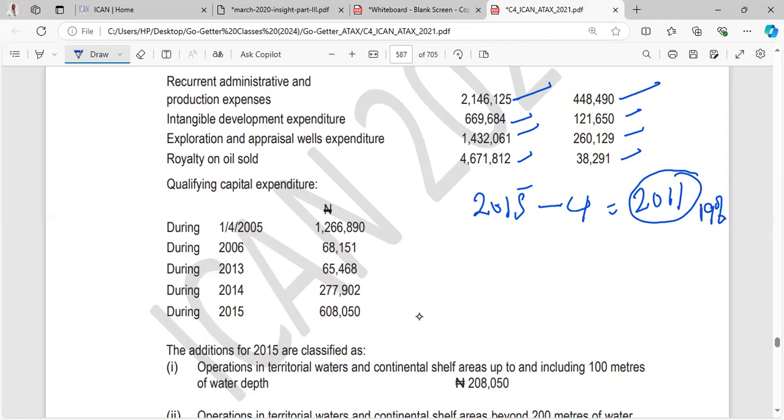So look at your qualifying expenditure. The rate here is 0. This is 0. This is 20%. This is 20%. This is 20%. So you see why we need to do all of this, so that you will know where the cutoff is. The cutoff is 2011, 19%. Anything earlier than that is 0. So you can decide to do it that way.